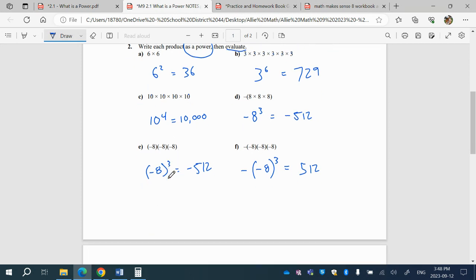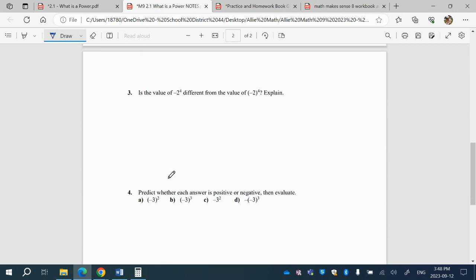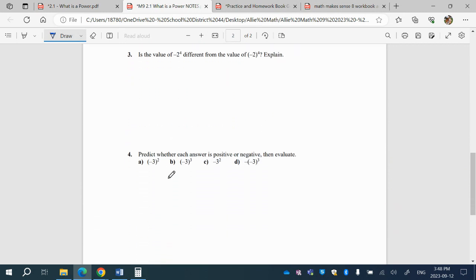Let's look at the last page. Maybe you folks can answer this on your own, and then I'll answer it with you. So is the value of negative 2 to the power of 4 different than the value of bracket negative 2 to the power of 4? Explain. So try to explain this in your own words. I'll hit pause here.